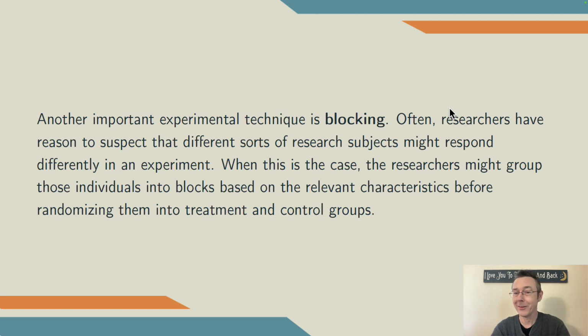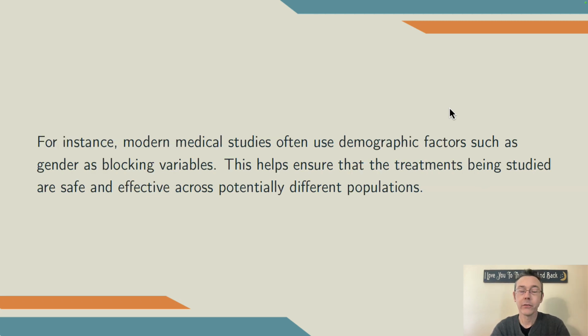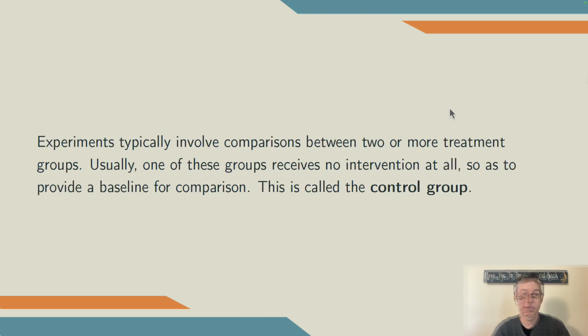And in a case like that, you take the different sorts of subjects, put them in different groups, even before you start your study. For instance, modern medical studies often use demographic factors, in particular biological sex, as blocking variables, and that helps us ensure that the treatments which are being studied are safe and effective across potentially very different populations. There are any number of medications, for instance, that affect men and women differently.